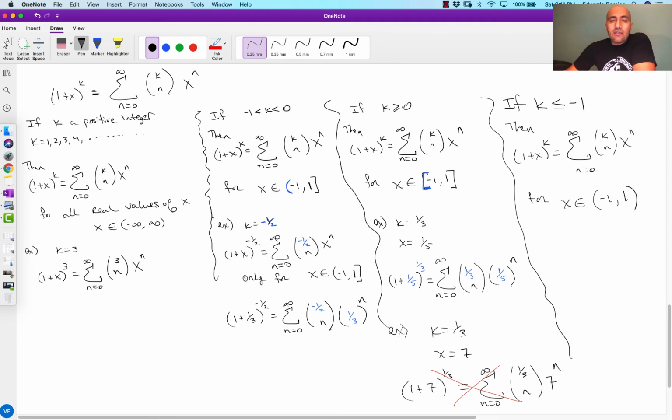If k is a real number greater than 0, not necessarily a counting number, then it's valid in this set. And then if k is between -1 and 0, it's valid in this set. And if k is some integer value, 1, 2, 3, 4, 5, then it's valid in this set.